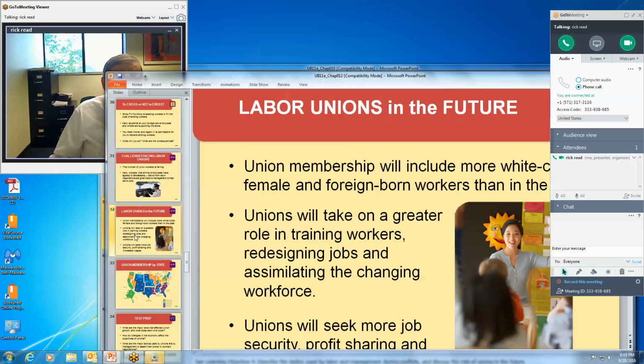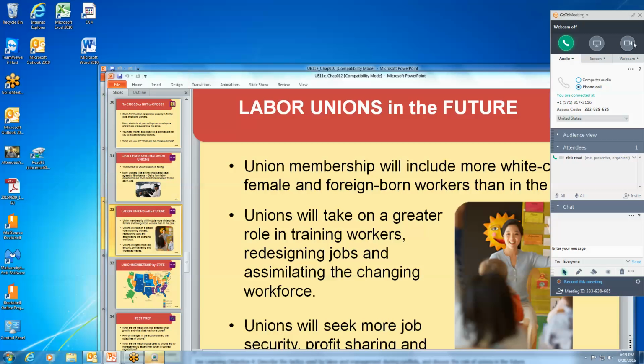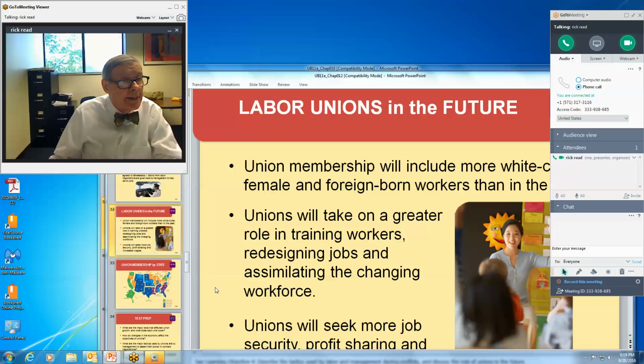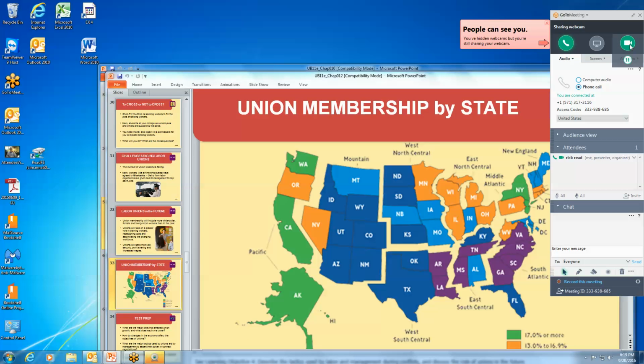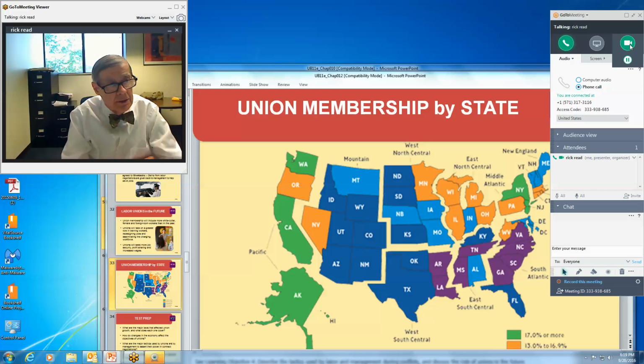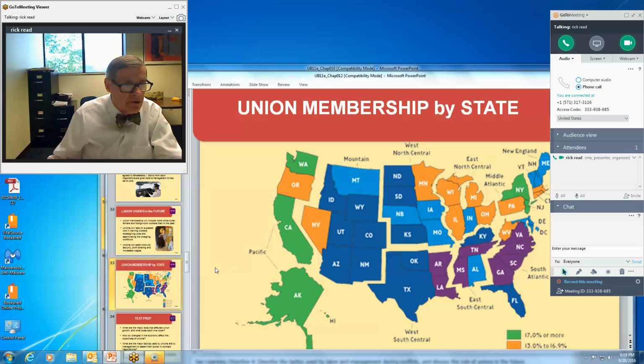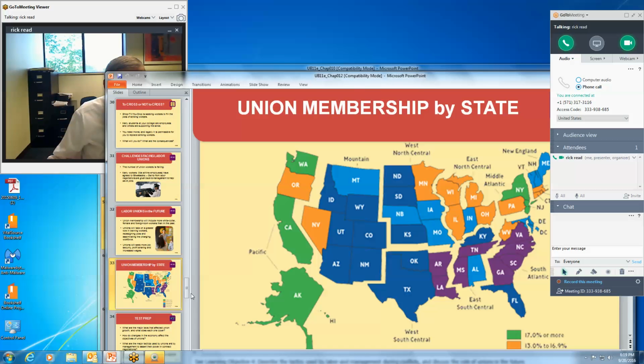We will probably see unions go after more white-collar workers, and unions will probably try to take on asking for more job security, profit sharing, things of that nature, simply because companies continue to move jobs overseas. As a matter of fact, you might have just heard that Ford Motor Company is closing one of its small car manufacturing plants, I think in Michigan. Don't hold me to that. And moving it to Mexico. This is a graphic display of union membership by state, and we're not going to discuss that.